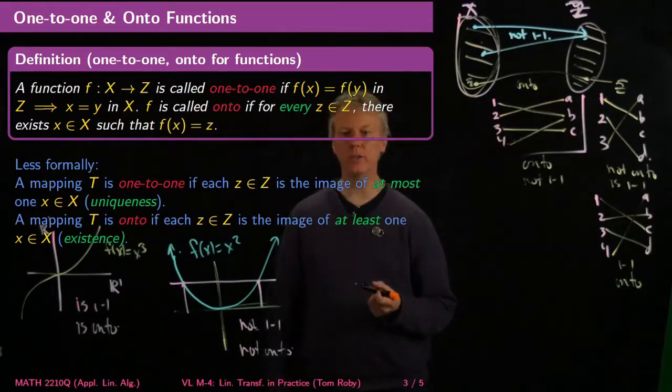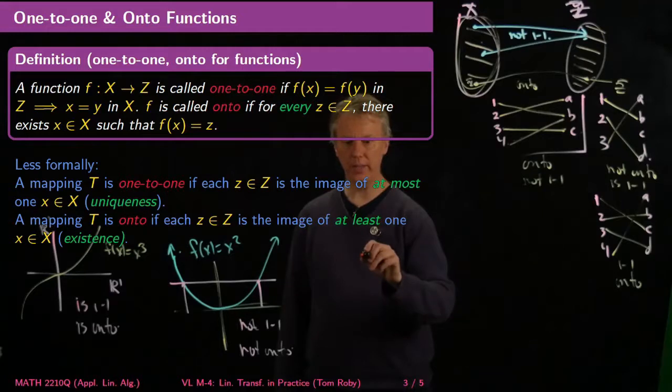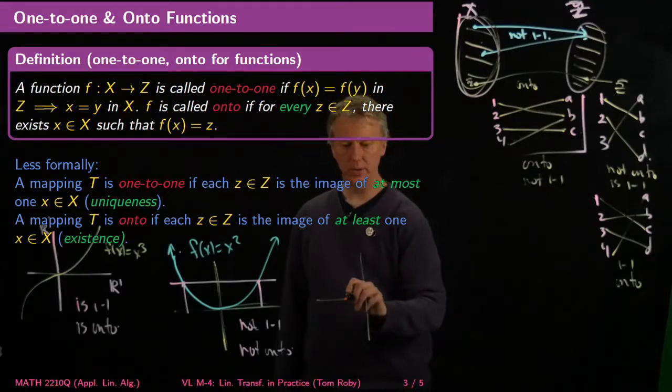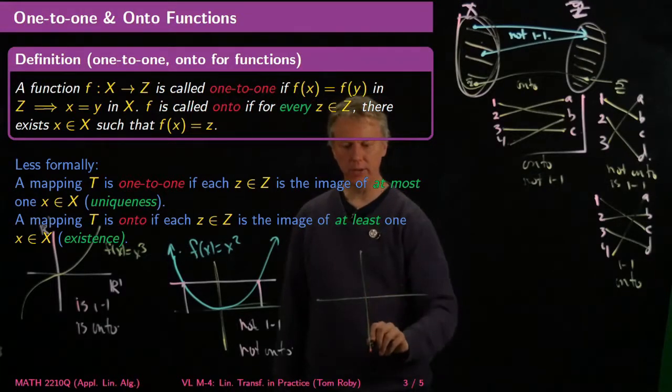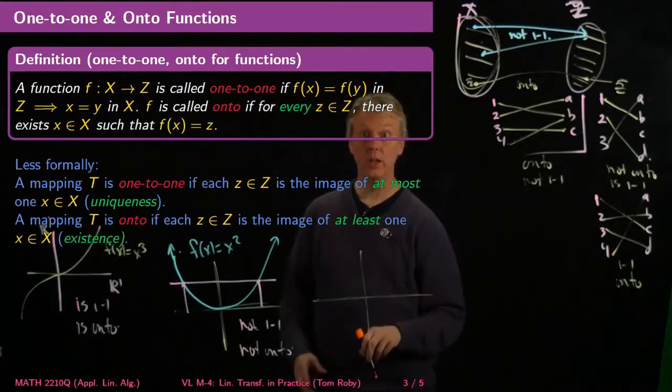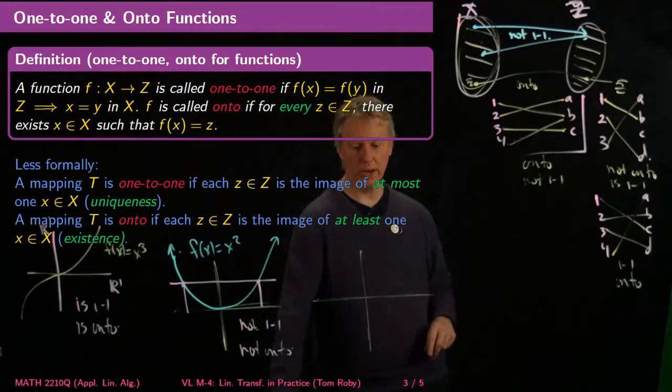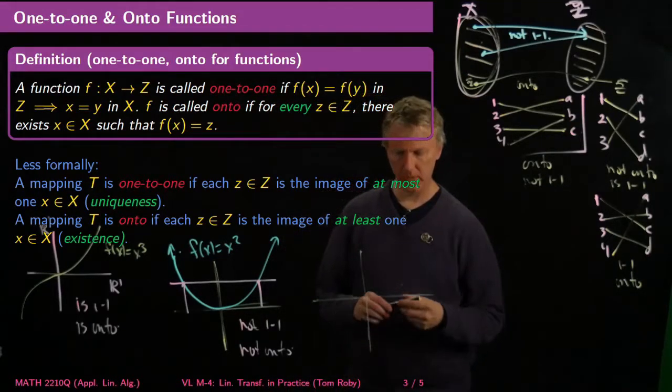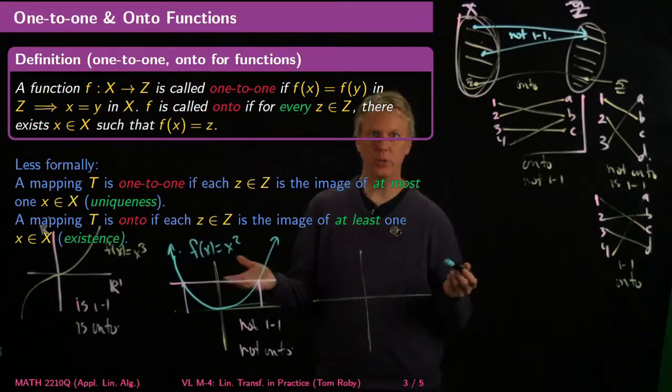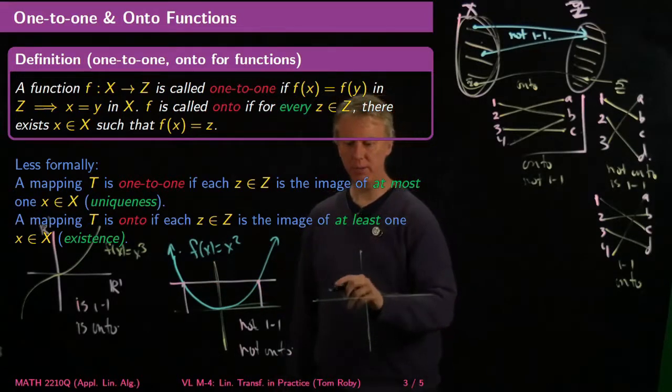Okay, let's try to do some that are just one and not the other. So try to think of one if you can. Can you think of a function that is one-to-one but not onto? Of course, I can't tell you whether you're right or not because there are lots of different possibilities.